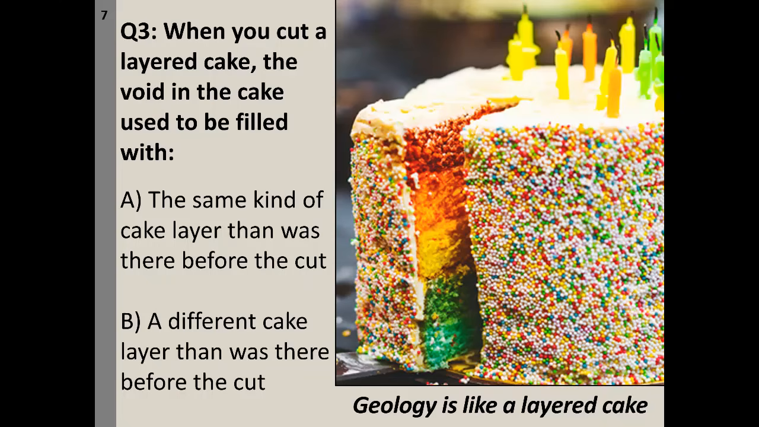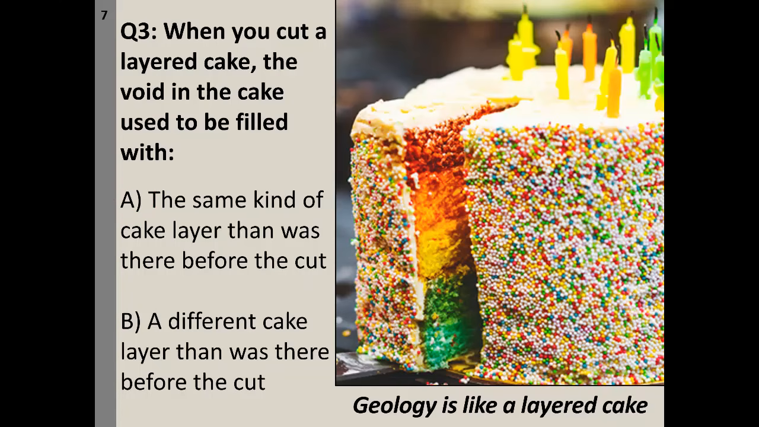Question 3. When you cut a layered cake, the void in the cake used to be filled with A, the same kind of cake layer that was there before the cut, or B, a different cake layer than was there before the cut. Well, we're cutting a slice of cake out, so a layered cake, right? So the layers should be all the same all around the cake. And if we cut it out, that means we were just taking those layers out, right? So it's the same cake. That would make sense. There wasn't a different cake there before.